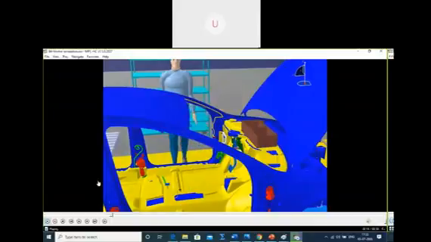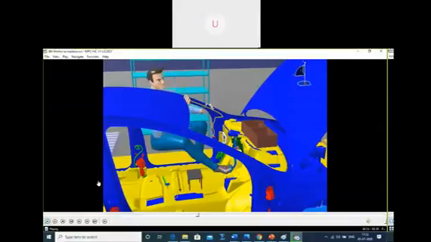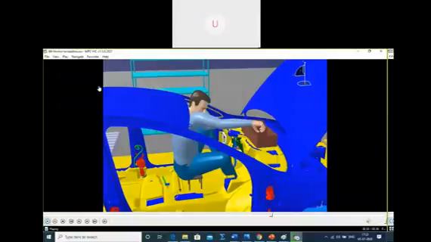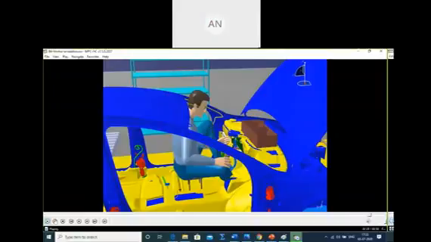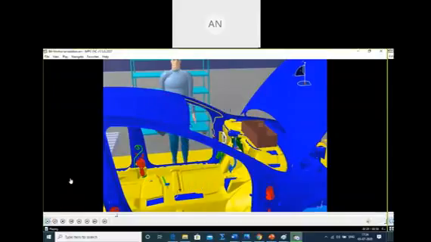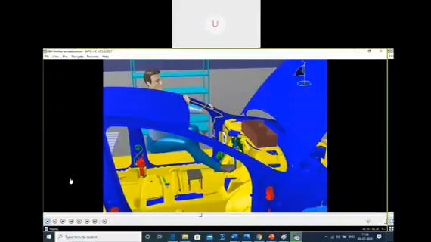Yes, sir. So in this way, human factor analysis can be done over the digital model, over the CAD model. Okay. Yes, sir. So no need to do it physically, over the digital model you can do this.